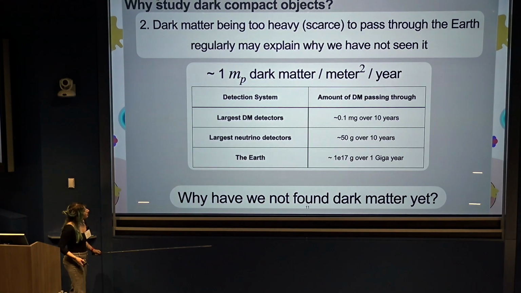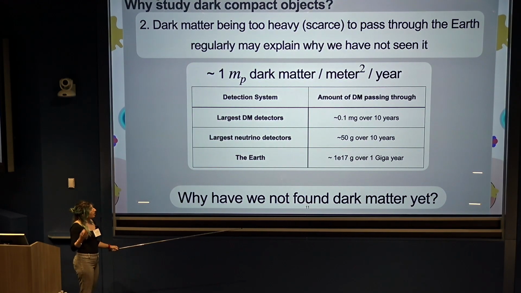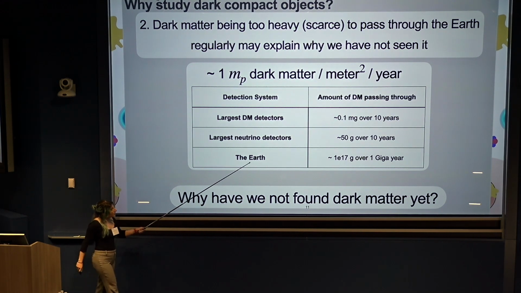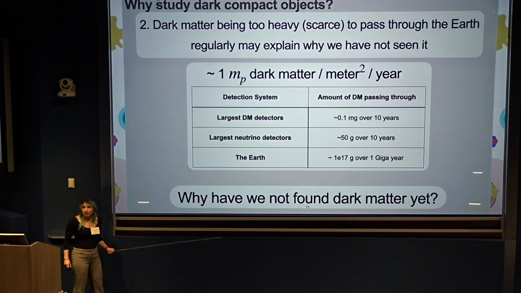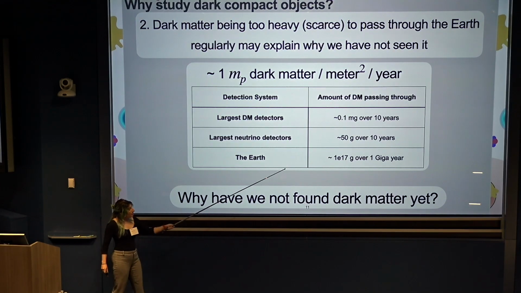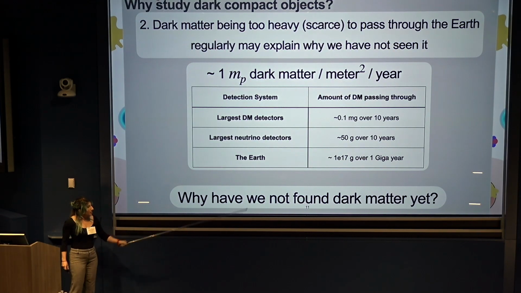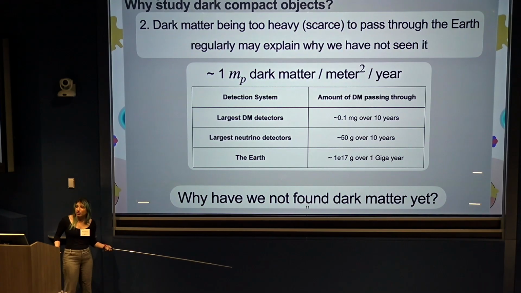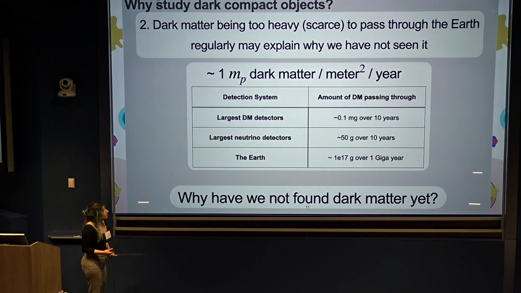To put this into perspective, we get about a Planck mass worth of material per meter squared per year on the Earth. For our best dark matter detection detectors, that's about 1/10 of a milligram over 10 years that pass through that detector. If we were to employ our largest neutrino detectors, it's about 50 grams over 10 years of observation. And using the entire Earth, it's about 10^17 grams, about the mass of an asteroid, over 1 billion years.